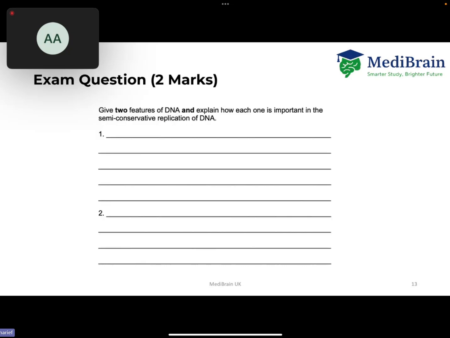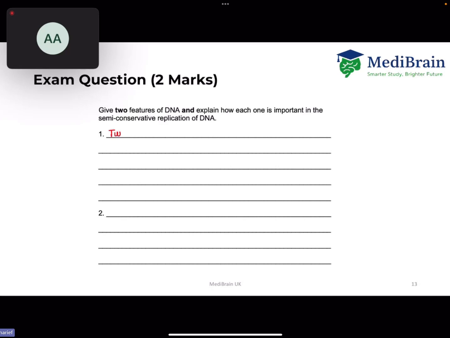Now it says, give two features of DNA and explain how each one is important in semi-conservative replication. This question leads on from our last lesson. We looked at this in our last lesson, and if you don't remember, I did send out a bullet point list that you do need to remember. The first point that I would make is that it has two strands, so each of them can act as a template in the semi-conservative replication of DNA, because that's the structure of DNA.